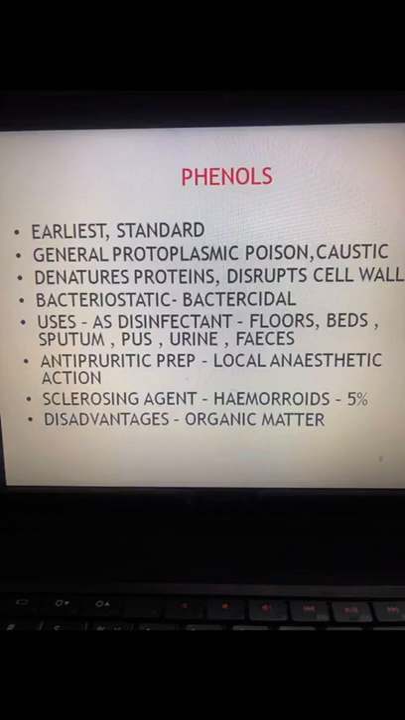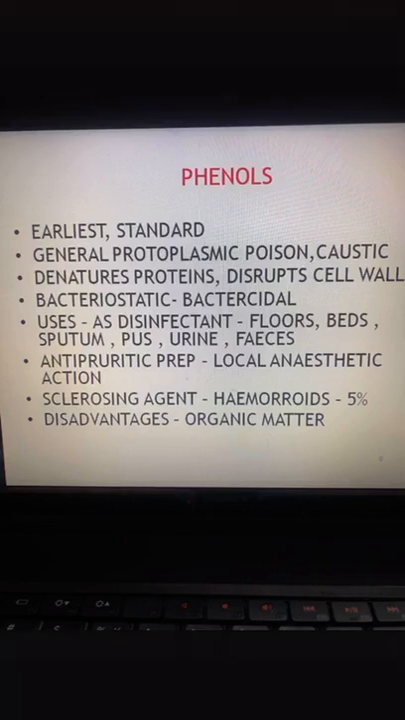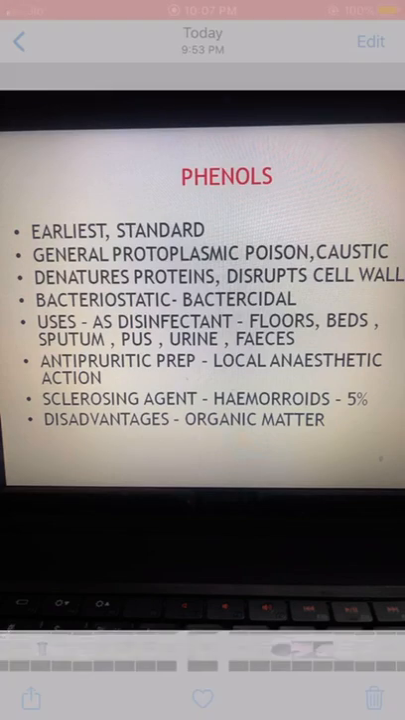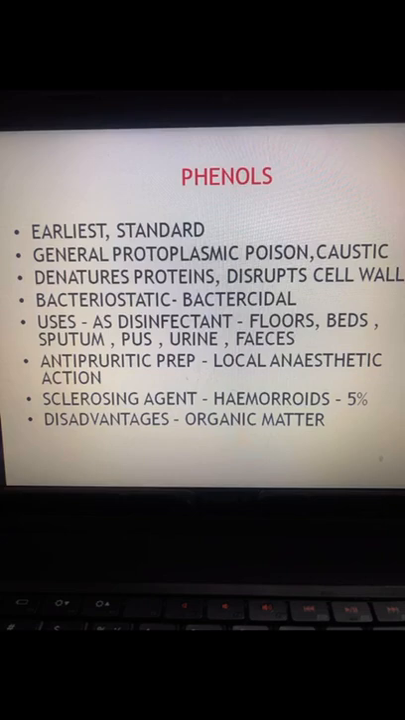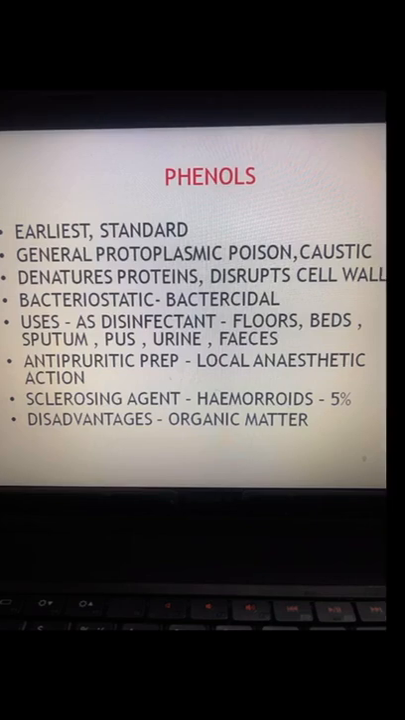And uses of phenols are as disinfectants on the floors, beds, then on the sputum, pus, urine, feces, and so on. And they have also got antipruritic preparation available also as a part of antipruritic preparation, and also they've got local anesthetic action, and they also have got sclerosing action. Sclerosing agent means they sclerose the hemorrhoids, used in the hemorrhoids as 5%. And disadvantages of phenols is that they are not effective if organic matter is present, like blood or pus. In more amount of inoculum or blood or pus, they have got less action.